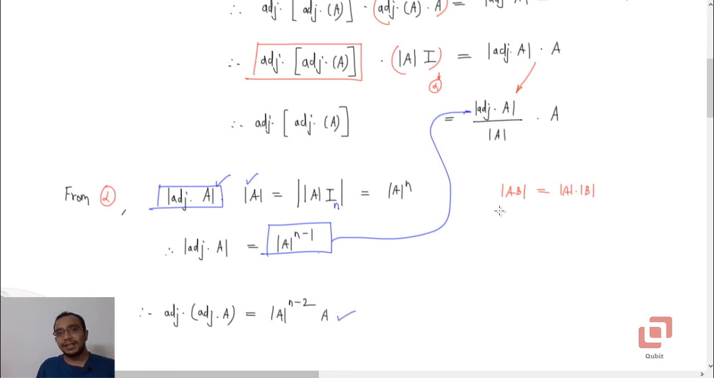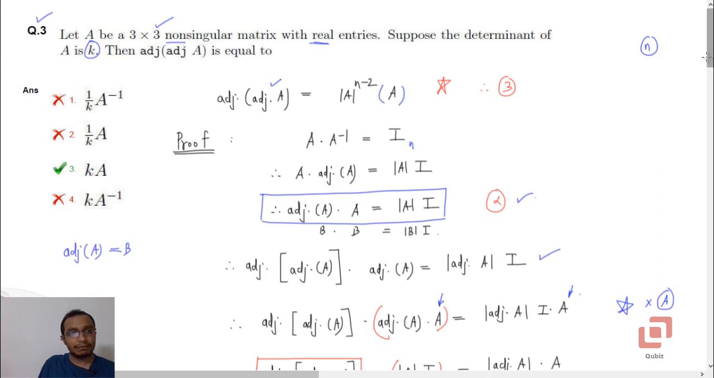Now the last thing that is remaining as far as this question is concerned is letting n be 3, because A is a 3 by 3 matrix in the problem. So if we let n be 3, then it is going to be determinant of A raised to 1, or determinant of A itself, which is K in the problem. So it is going to be K times A. And do we have that option? Yes, that is option 3. So we have successfully solved question 3 from this paper.